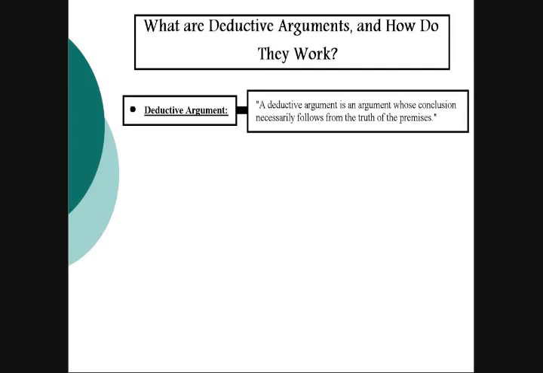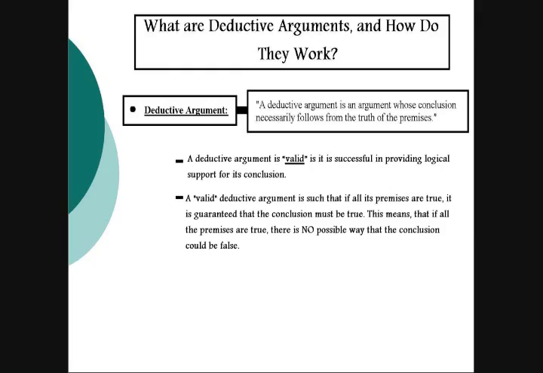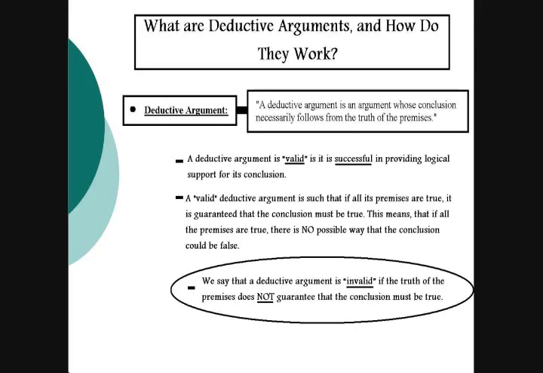A deductive argument is an argument whose conclusion necessarily follows from the truth of the premises. We say that a deductive argument is valid if it is successful in providing logical support for its conclusion. A valid deductive argument is such that if all the premises are true, it is guaranteed that the conclusion must also be true. This means that if all the premises are true, there is no logically possible way that the conclusion could be false. We say that a deductive argument is invalid if the truth of the premises does not guarantee that the conclusion must be true.